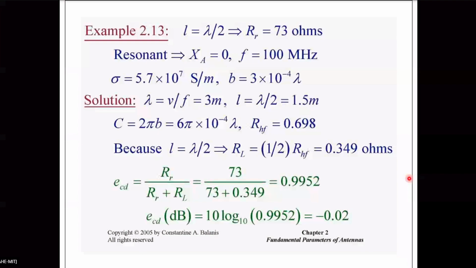Okay, this is another numerical which has been discussed in the textbook. So he has solved it here.